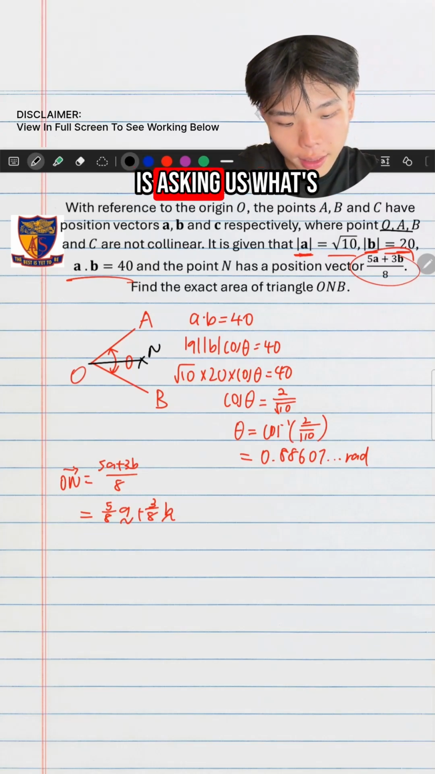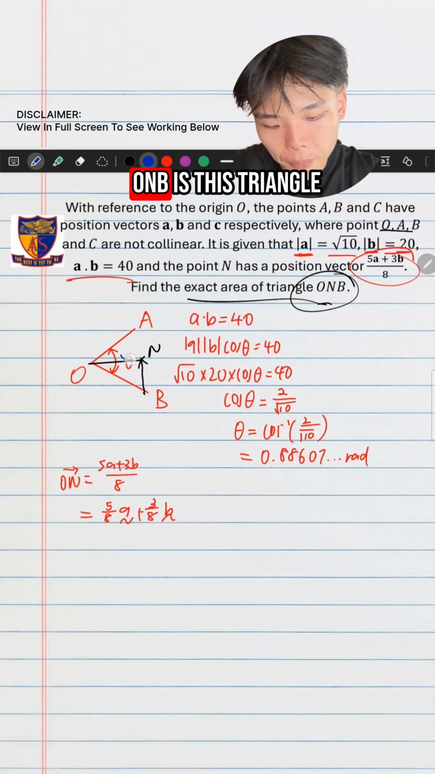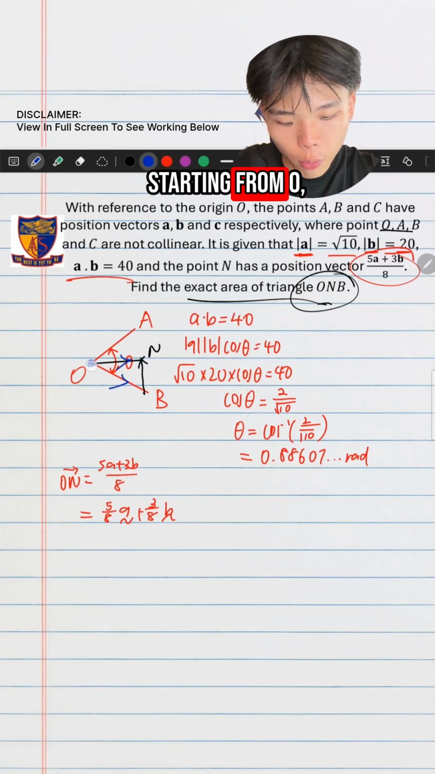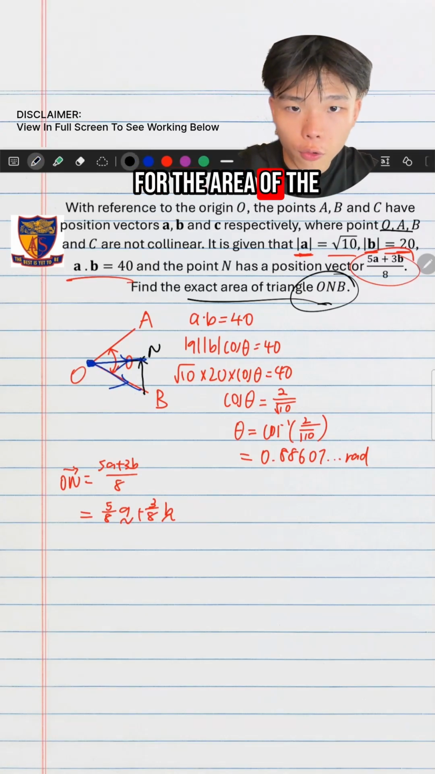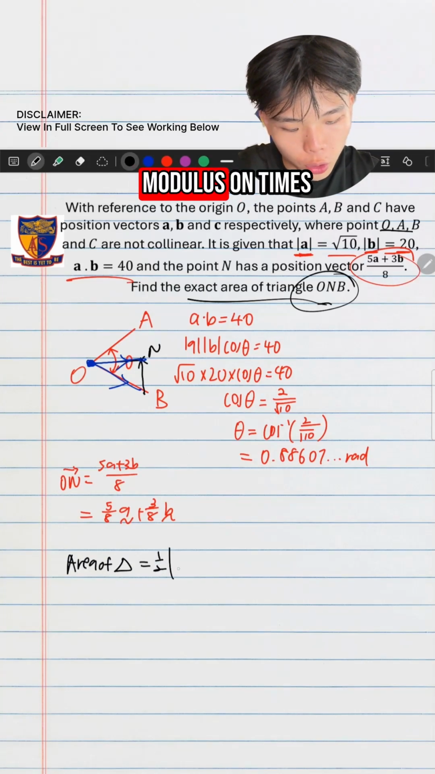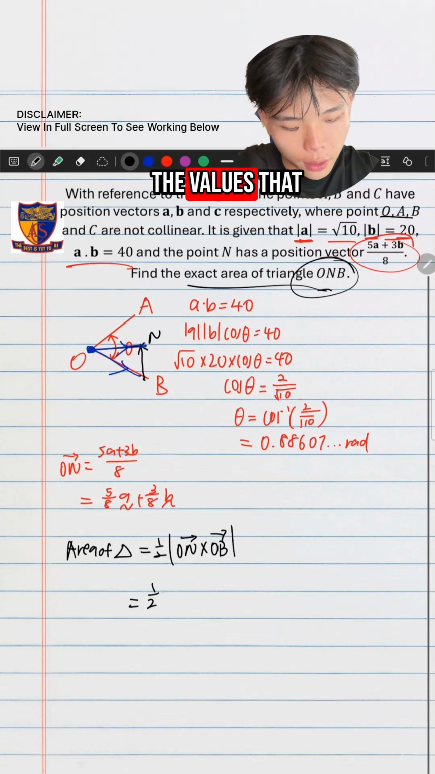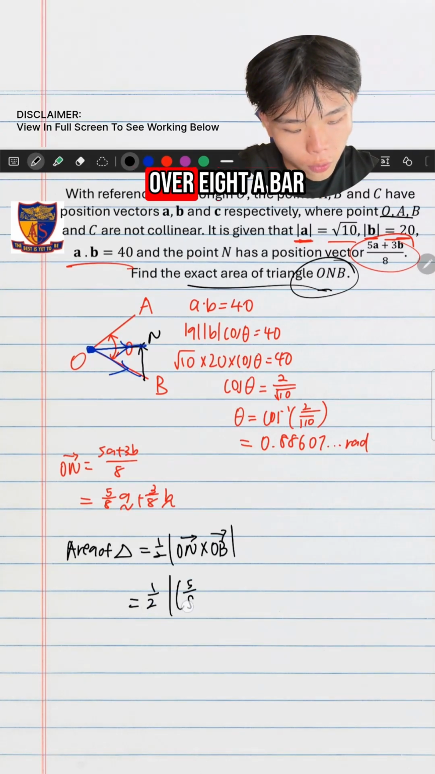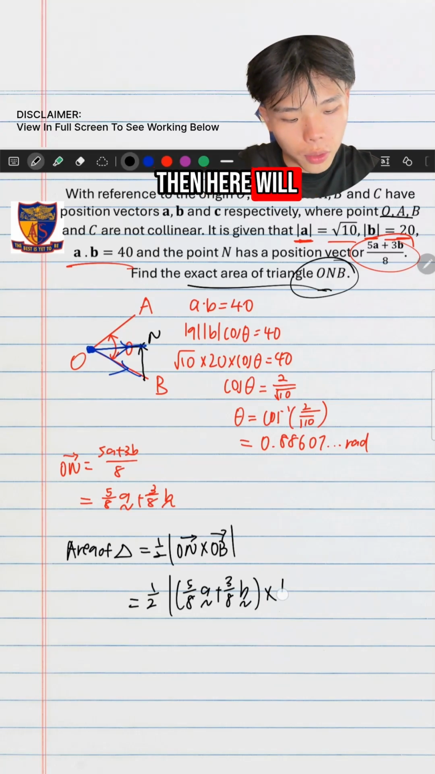So now the question is asking us what's the exact area of triangle ONB, of which we know that ONB is this triangle over here, right? Starting from O, we shoot out to N, and starting from O, we shoot out to B. So the formula for the area of a triangle in vectors is as such, right? Area of triangle will be half modulus ON cross OB as such, right? And of course, from here we can sub in the values that we already know. So this will be 5 over 8 A bar plus 3 over 8 B bar cross, then here will be B bar, right?